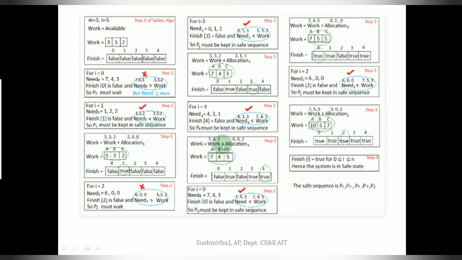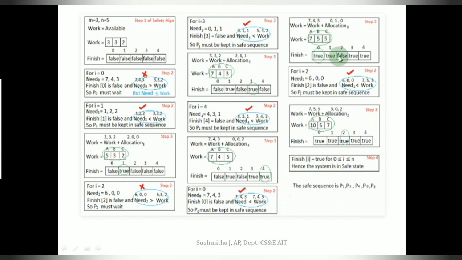Now after this, can I go back to the first? We are left with process P0 and process P2. So again I go back to the first process, that is process P0. Can I satisfy process P0? Yes, I can. The need of process P0 is 743 and my available or work is 745. So I can satisfy P0, and after that my work or available becomes 755.